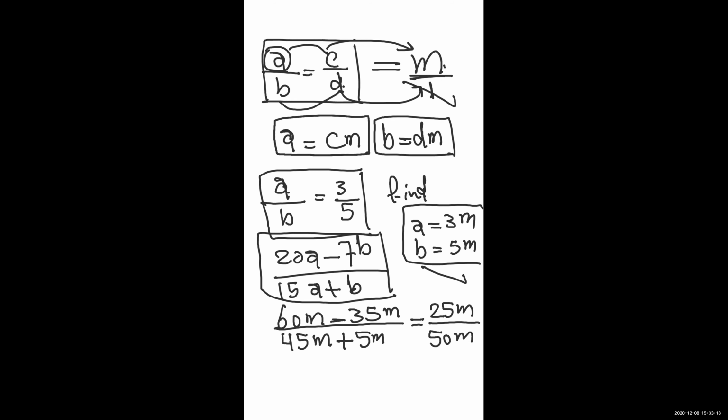Now simply I can remove m and m, like simplification by cancellation. And 25 over 50, I will divide both terms by 25. So this one will equal 1, this one will equal 2. So the ratio becomes 1 over 2. That's it. Is it clear? Yeah, it's clear. Okay, great. The next one.